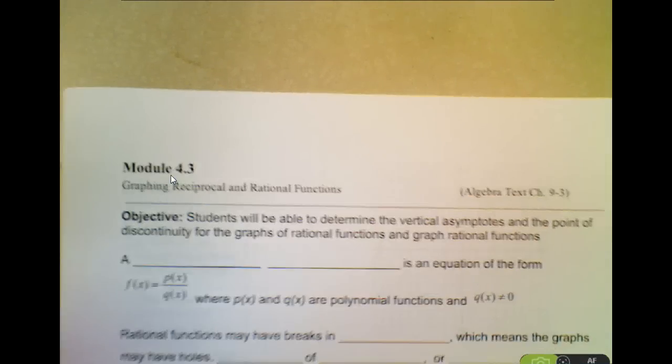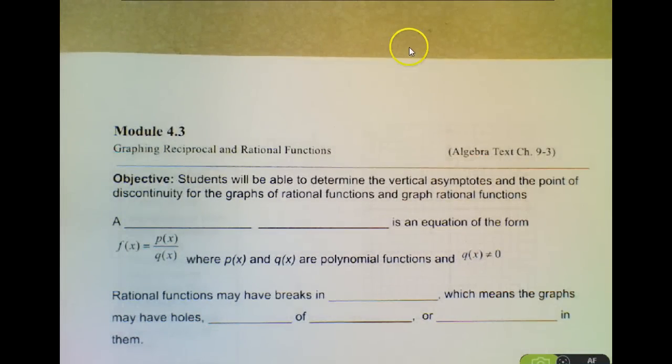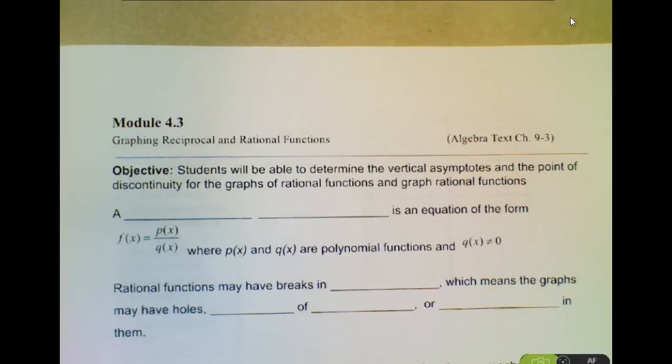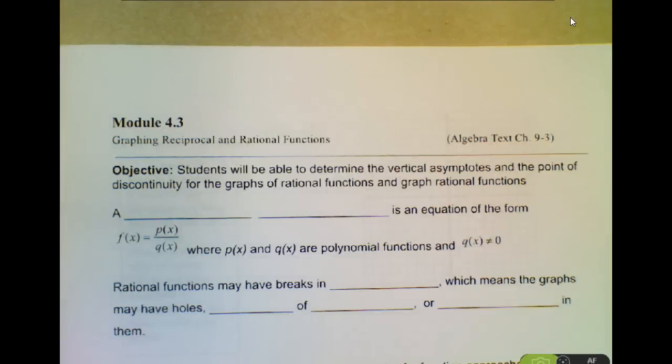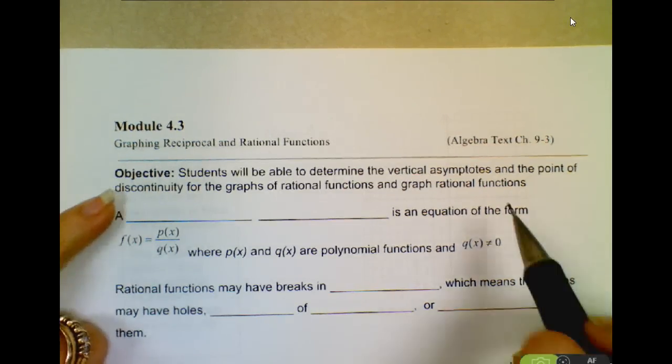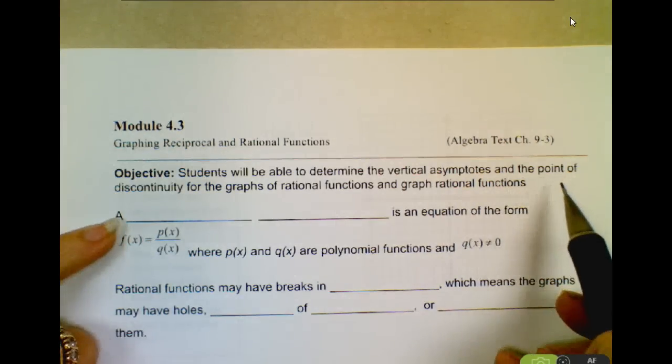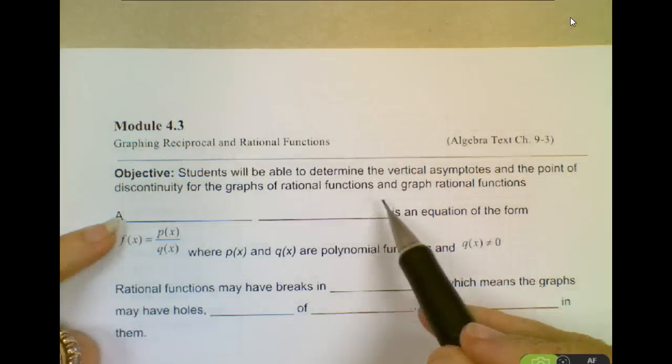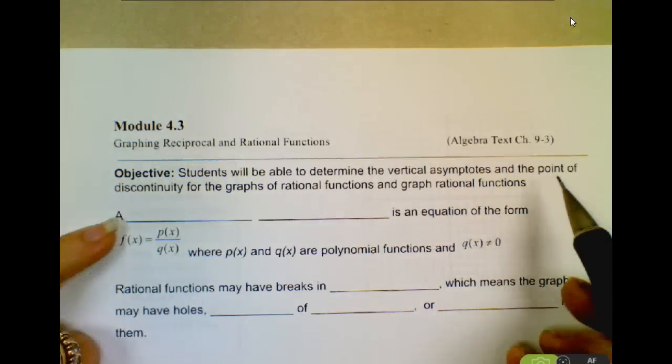Starting with section 4.3, module 4.3, we're now getting into graphing reciprocal and rational functions. Like we talked about before, rational functions are simply fractions that involve variables. So in this section, you will be able to determine the vertical asymptotes and the point of discontinuity for the graphs of rational functions and graph rational functions.